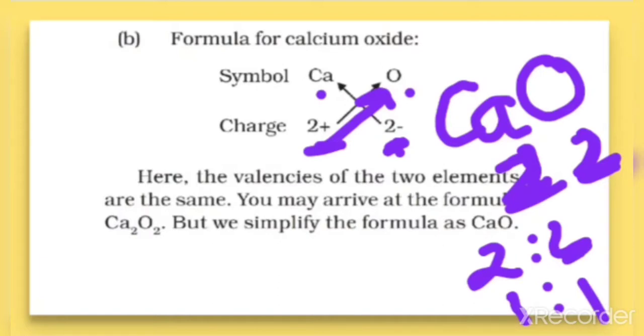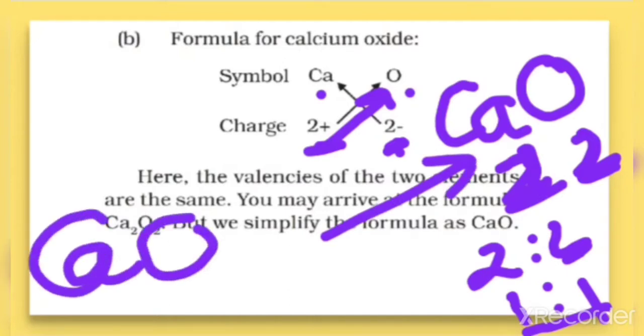So that means in some cases you can simplify it further. That simplified form represents its chemical formula. So instead of writing Ca2O2, what can we write? That is CaO. That is Ca1O1. So this 1 no need to write. So instead of that, we can write CaO.